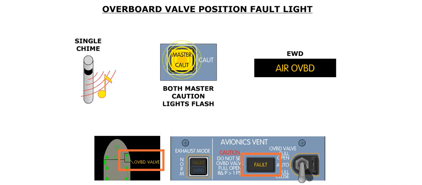Illumination of the fault light will result in a single chime, both master caution lights will flash, an amber air overboard message is displayed on the EWD, and an amber overboard label is displayed on the MFD cabin page.